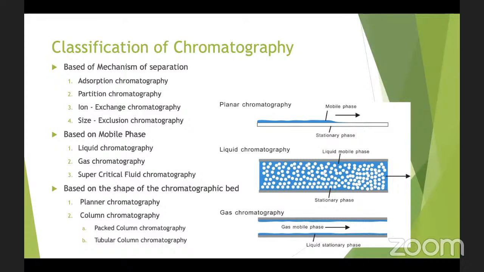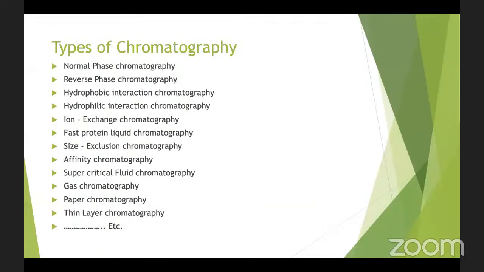An example for where it is used is gas chromatography. In gas chromatography, we have a column-like structure that is used as a chromatographic bed to hold the separating gel.